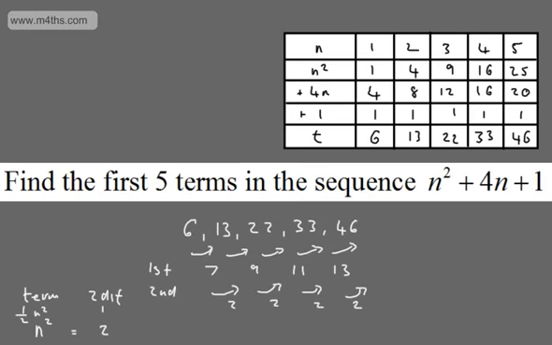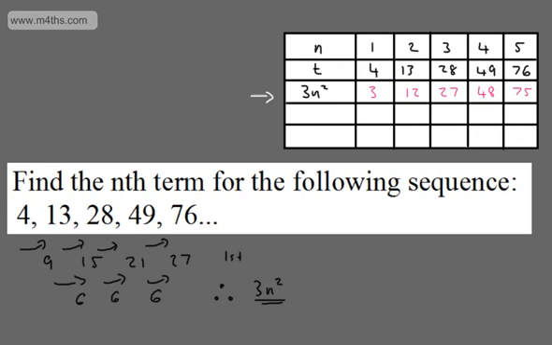So what we're going to do is remove now the quadratic part of this. So all I'm going to write in the next line is t, the term, minus 3n squared. So I'm removing the quadratic expression from this right here. So t minus 3n squared, 4 minus 3 is 1. If we get now 13 minus 12, that's 1. 28 minus 27, that's 1. 49 minus 48 is 1. 76 minus 75 is 1.